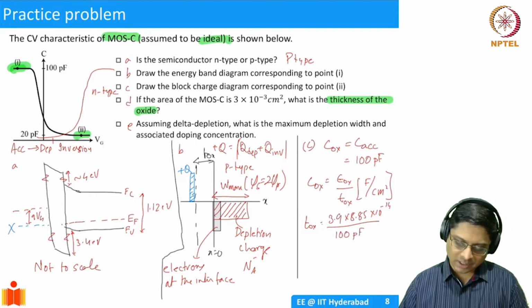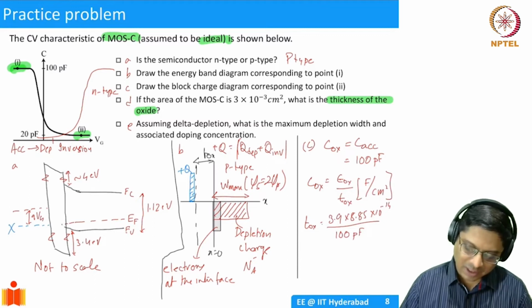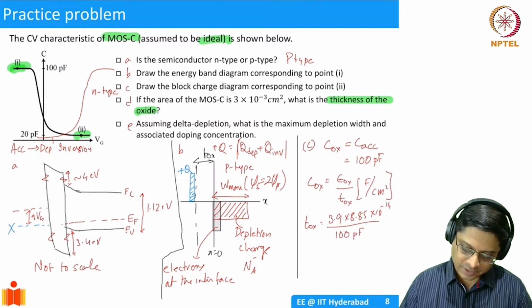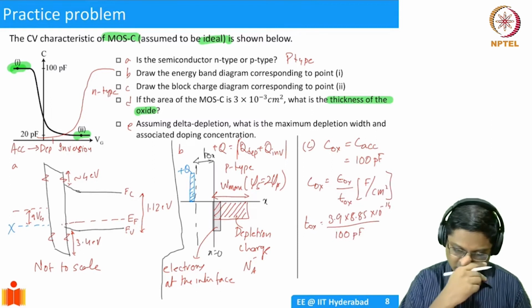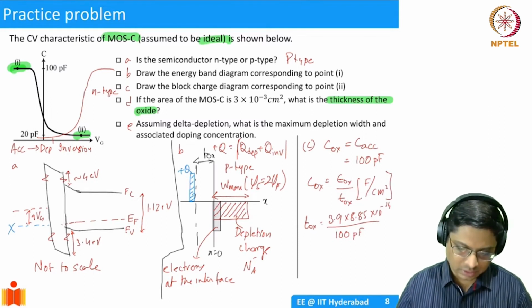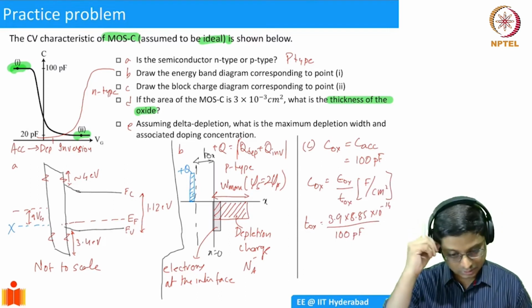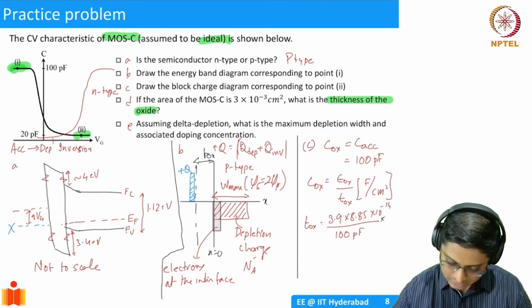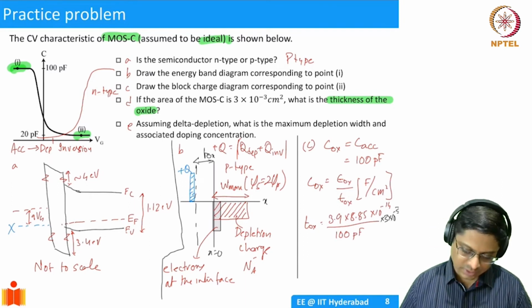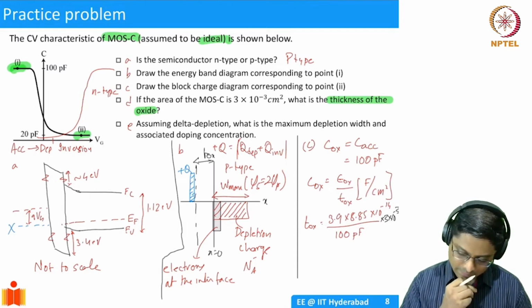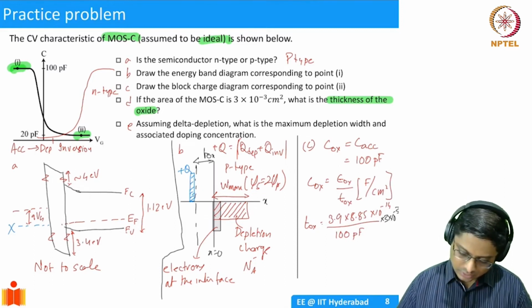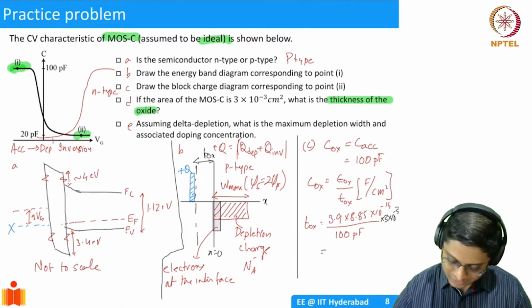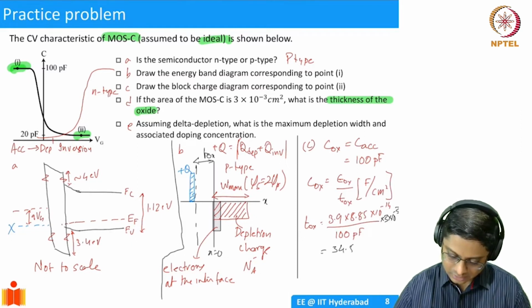But this is per unit area, right? We have to multiply the numerator by area, because area should be here, into 3 into 10 power minus 3. Right? Area has to be multiplied, otherwise it won't work. Good. So this will turn out to be, I know the numerator very well, this is 34.5 into 10 power minus 14.